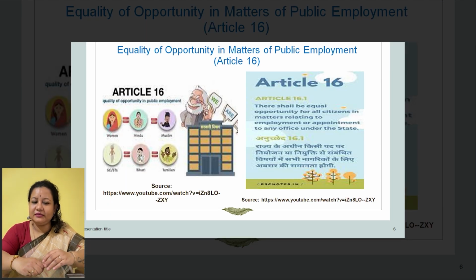Now Article 16, it says equality of opportunity in matters of public employment. Okay, I would like to read it out.